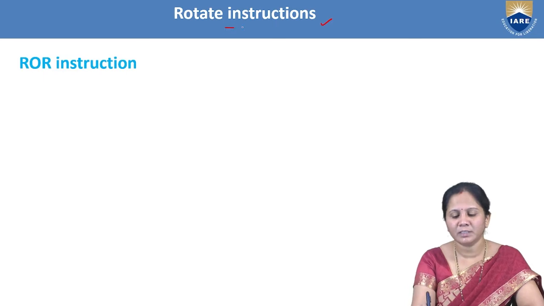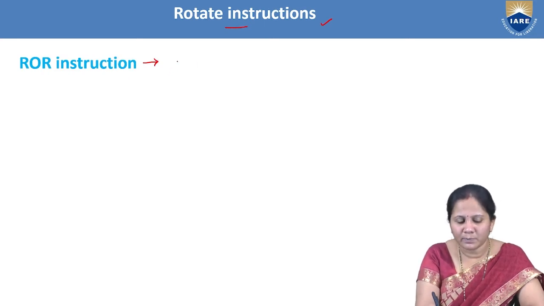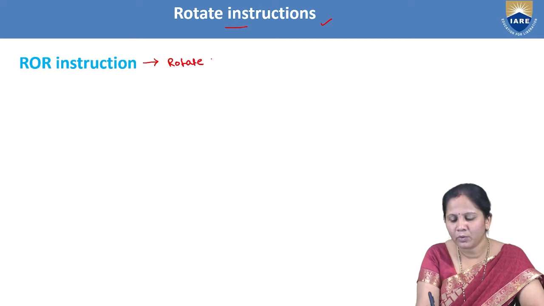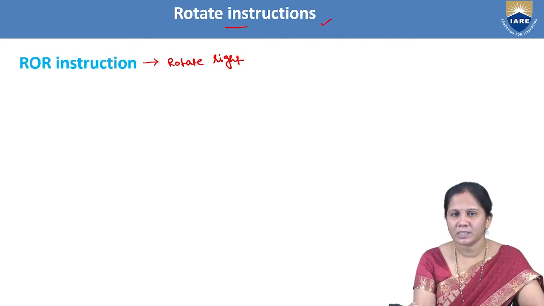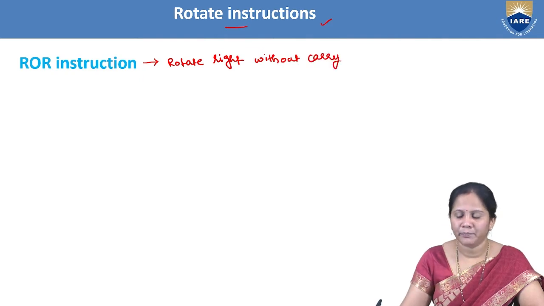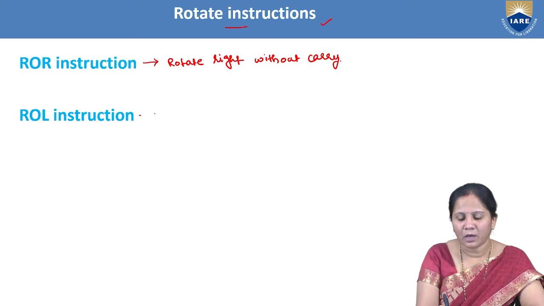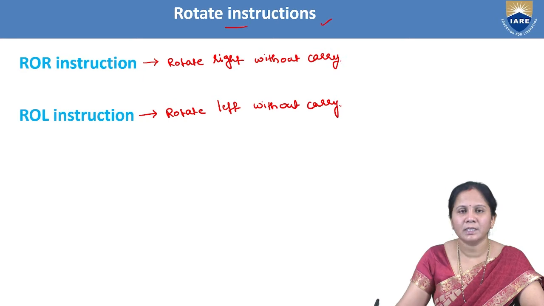Now, coming to the rotate instructions. First one is the ROR instruction. ROR represents rotate right. While rotating the data, it can be done by considering carry or without considering carry. So ROR represents rotate right without carry. The next rotate instruction is ROL, which represents rotate left. Here also, rotating towards left is without carry only, so we should not consider the carry bit for rotation.